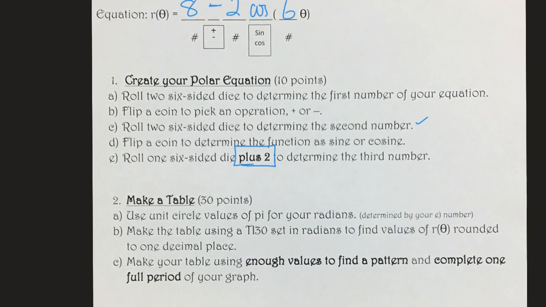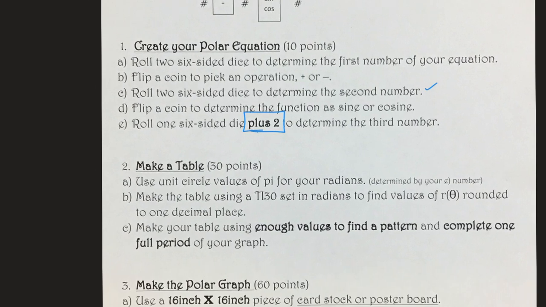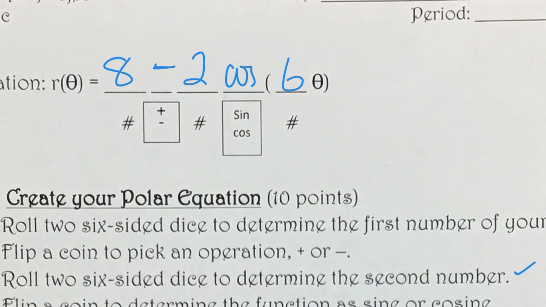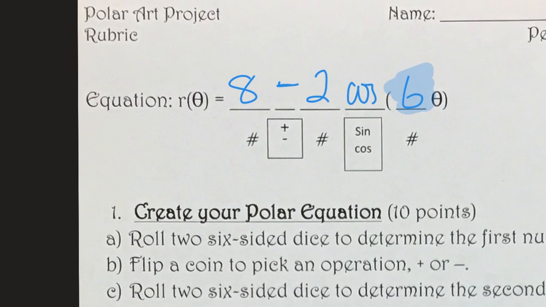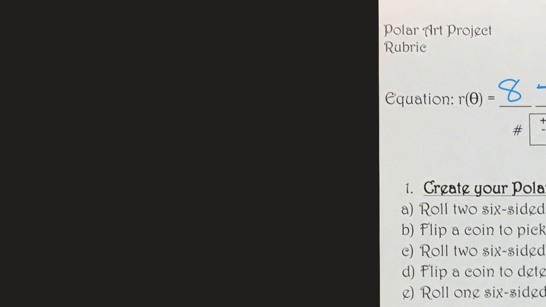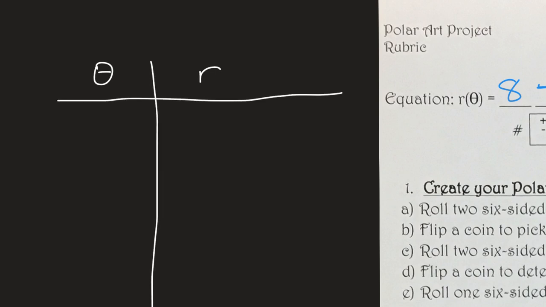Making a table. Your table is going to have unit circle values of pi, based upon your number right here. This number is going to tell you what type of radians you're going to have. For my table, I have a 6 as my theta. So I start with my angle on the left and my radius on the right. So there's my table, angles on the left.